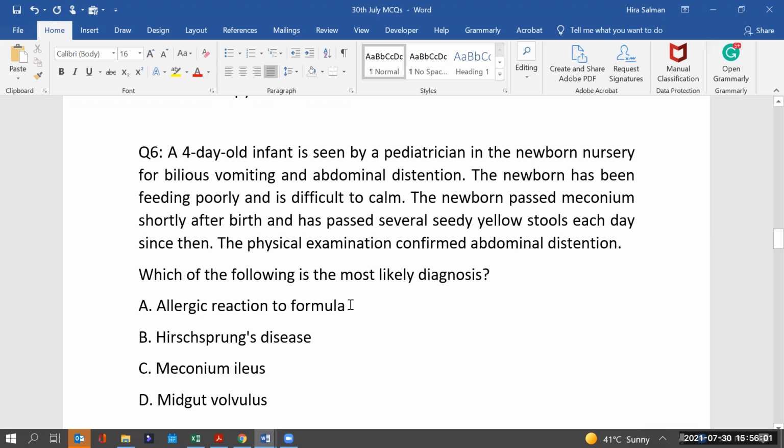So based on the history of vomiting, the abdominal distension, and the physical examination showing that the abdomen is distended, we can go for midgut volvulus, only on the basis of the history, clinical examination, symptoms, and physical examination.